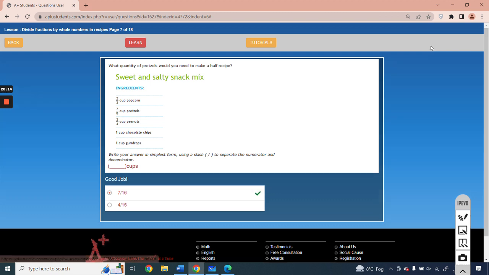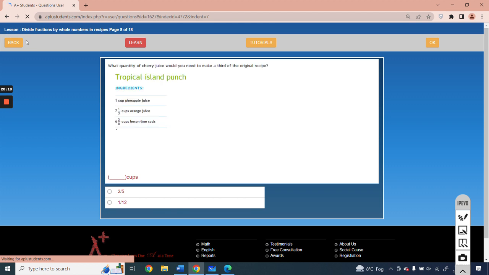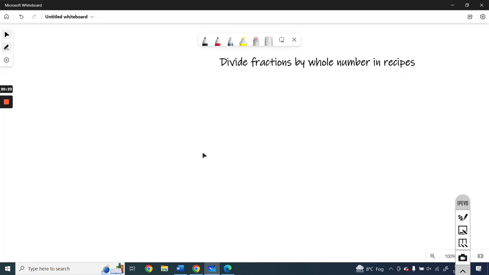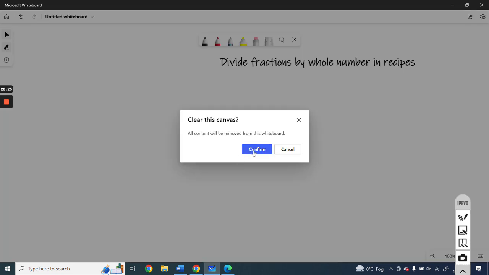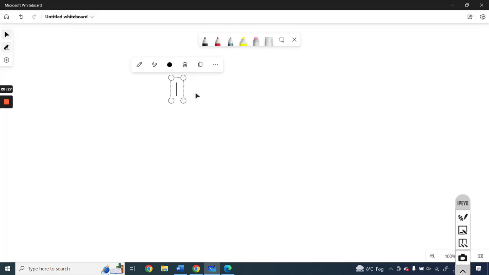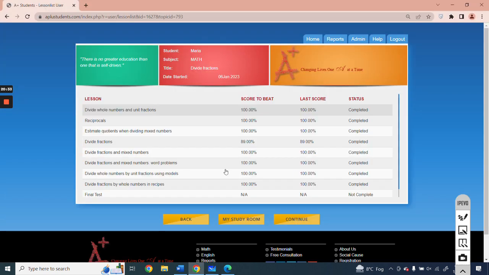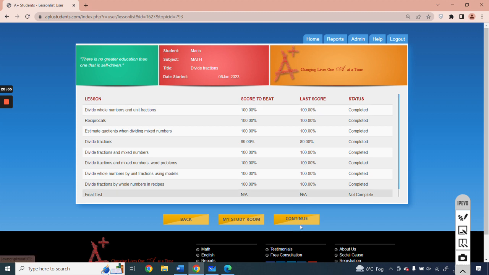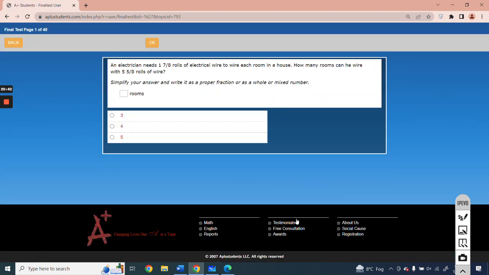Let me just move on to the next lesson, and the next lesson is the final test of the chapter, divide fractions. Got it? So let's just start with the final test of the chapter. Okay, let's start with the first example.